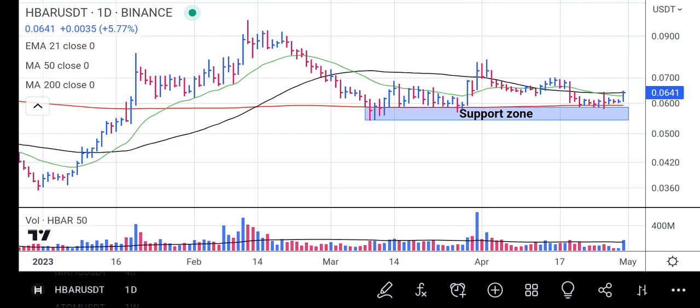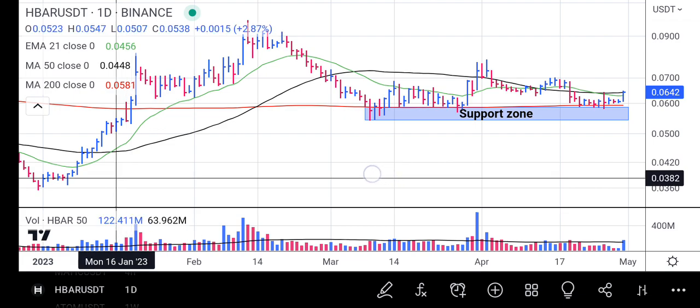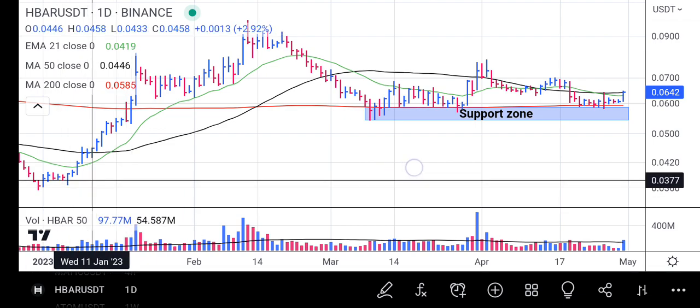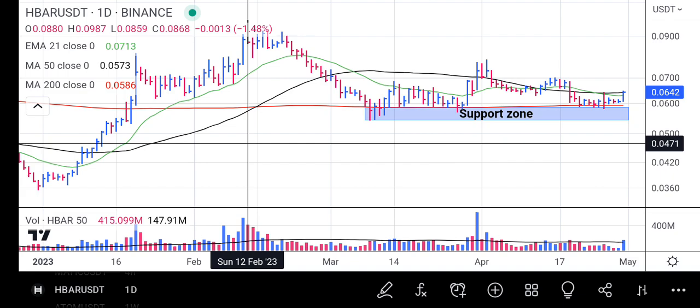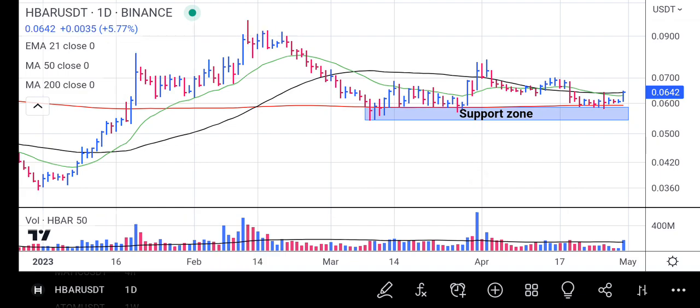On this chart, I'll be analyzing HBAR. HBAR started the year with a very nice rally and it rose very rapidly and hit a high of 0.0987. Then HBAR hit resistance. It couldn't continue its upward movement.